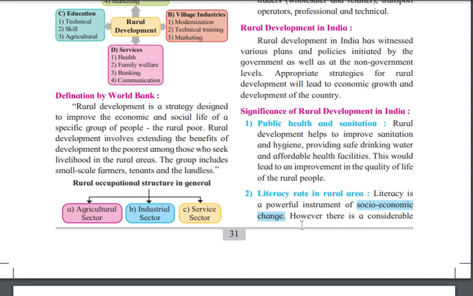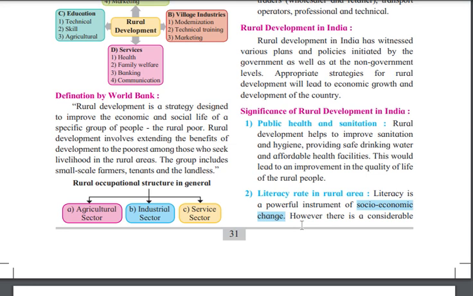So in short, they are saying that rural development is important because in villages health facilities are not there, so health facilities and sanitization should be provided to the people so they will be healthy. Okay, so that's why rural development is important.